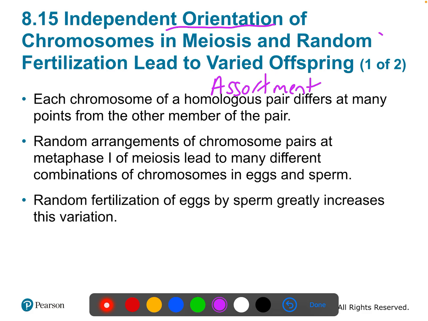Another way is this idea of random fertilization. Let's say, for example, with the sperm, if you have 4 daughter cells, 4 sperm cells, whichever one is the one that actually fertilized the egg is going to be the one that passes on the genetic information. So 3 are not. So random fertilization will also increase this ability to pass on offspring that are varied or very different from the parent.